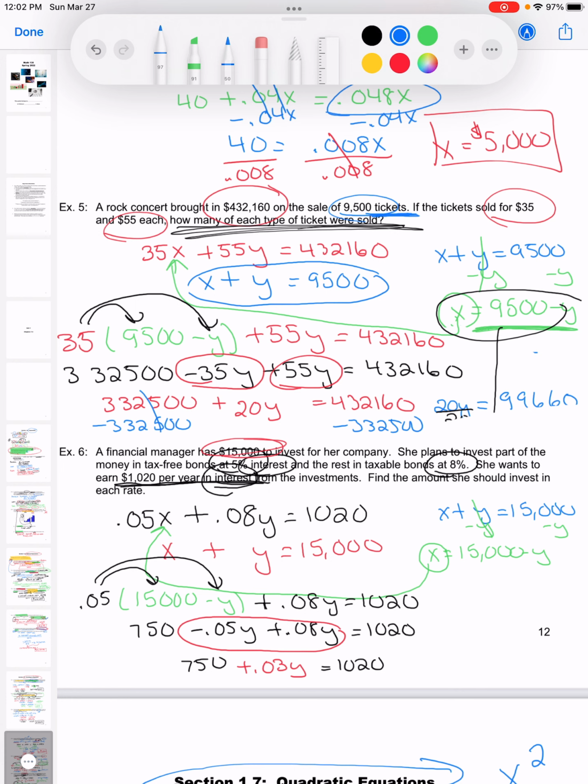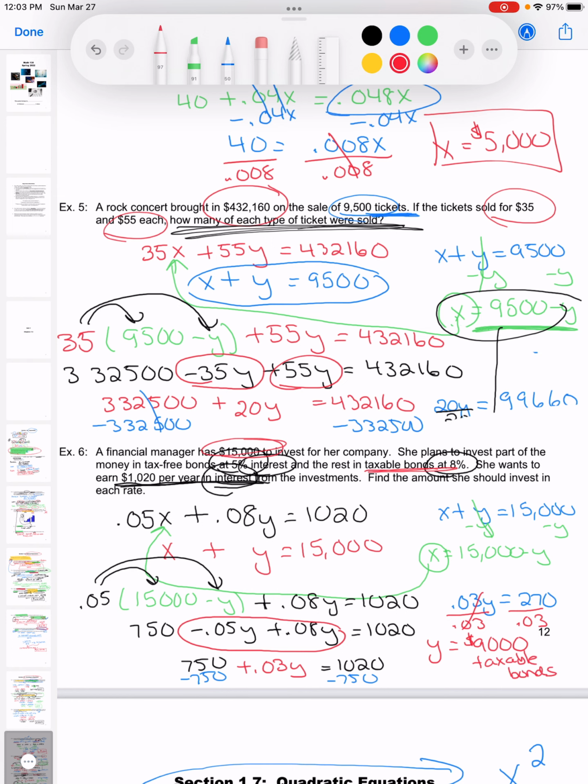I'm trying to get the y by itself, so I'm going to subtract 750 from both sides. So I get 0.03y is equal to 270. Trying to get y by itself, so I'm going to divide by 0.03. So y is equal to $9,000. And our y was our second one, so that was in taxable bonds. So I'm going to put $9,000 in taxable bonds.